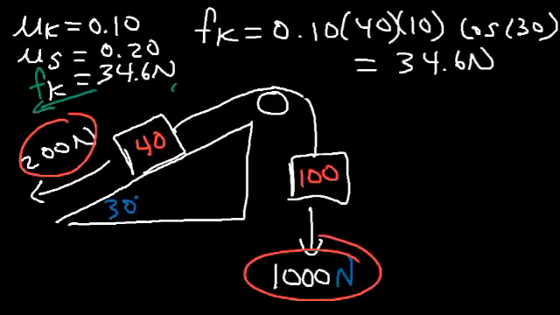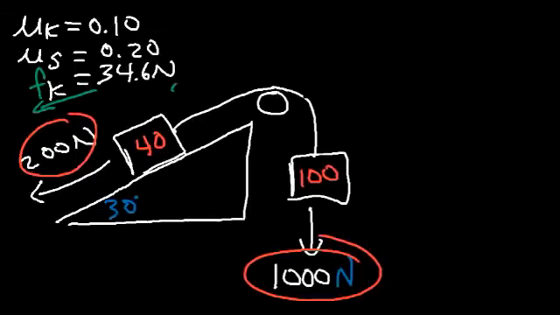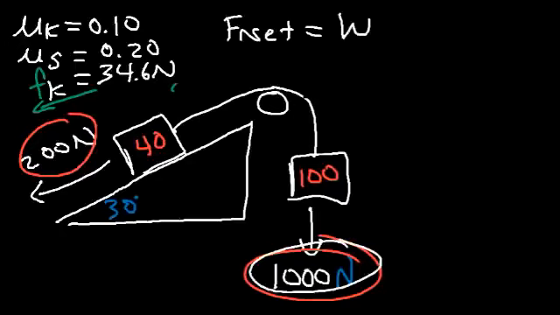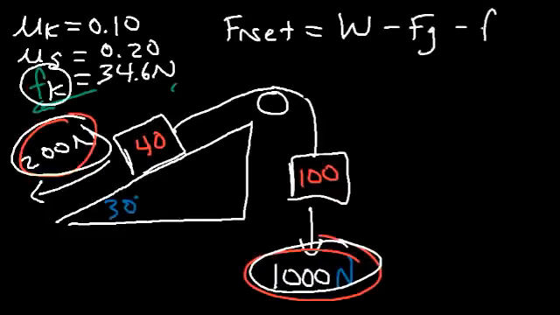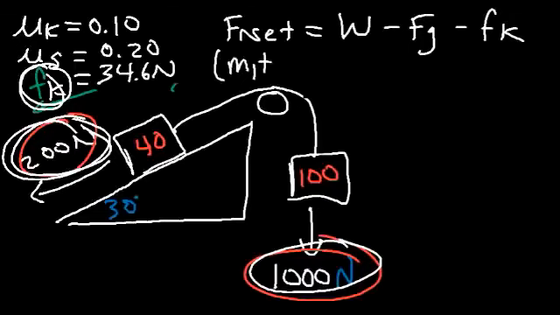So now what is the acceleration of the system? We need to find the net force. The net force is going to be the weight force, which is 1,000, minus f of g, and also minus the kinetic frictional force. These two forces are going to slow down the system as it moves to the right. So net force is going to be the mass times acceleration. Don't forget to use the total mass.